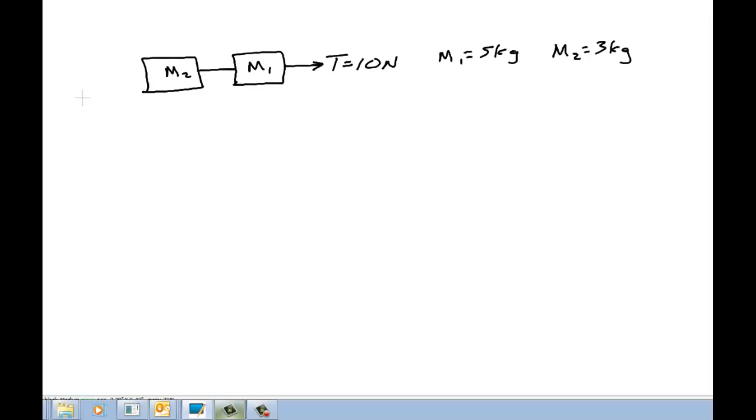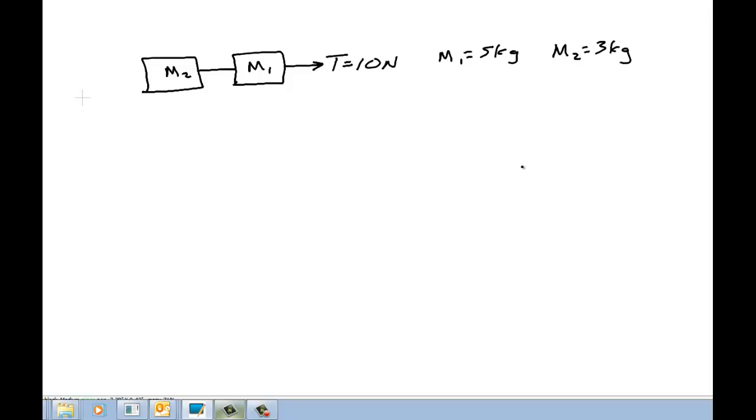I'm going to actually use the individual parts and do a bunch of algebra to simplify. So first things first, I have two masses, M2 and M1. Remember, we're treating the strings as having no mass. So for each mass, you need a free body diagram.